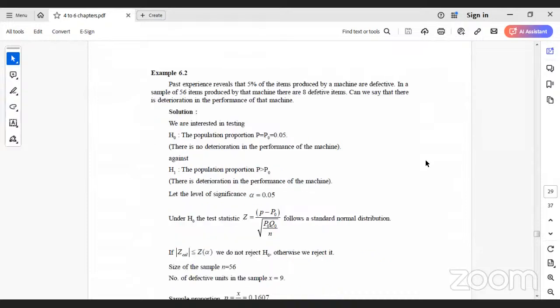Past experience reveals that 5% of the items produced by a machine are defective. In a sample of 56 items produced by the machine, there are 8 defective items. So can we say that there is a degradation in the performance of that machine? We are interested in testing P equal to 0.05 against P greater than P naught, with alpha equal to 0.05.